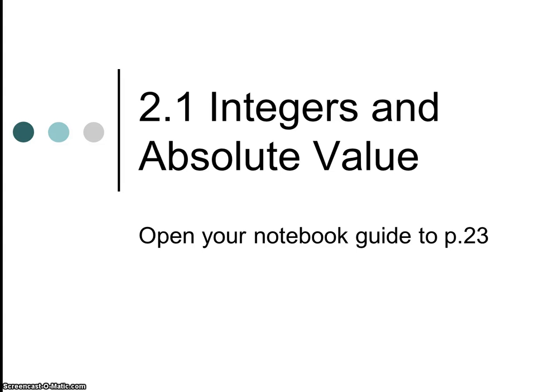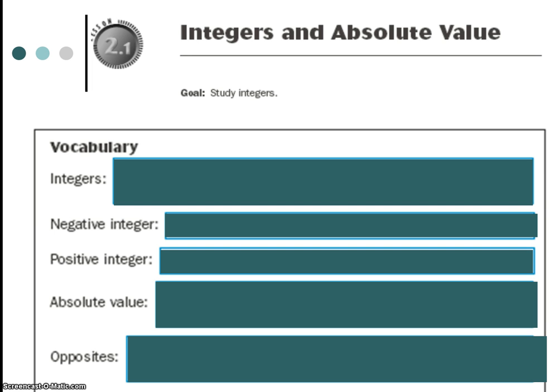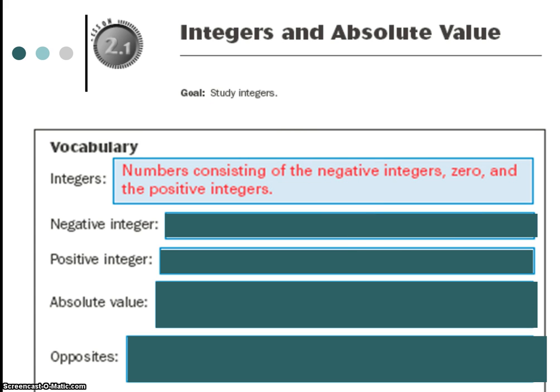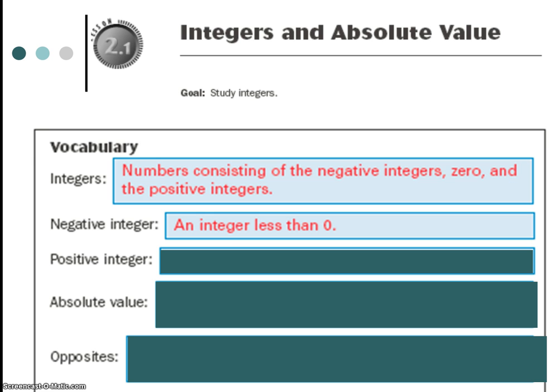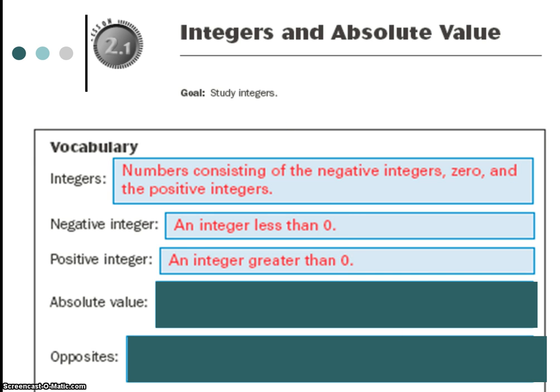Lesson 2.1, Integers and Absolute Value. Integers consist of negative numbers, 0, and positive numbers. Negative integers are any integer less than 0. Positive integers are any integer greater than 0.